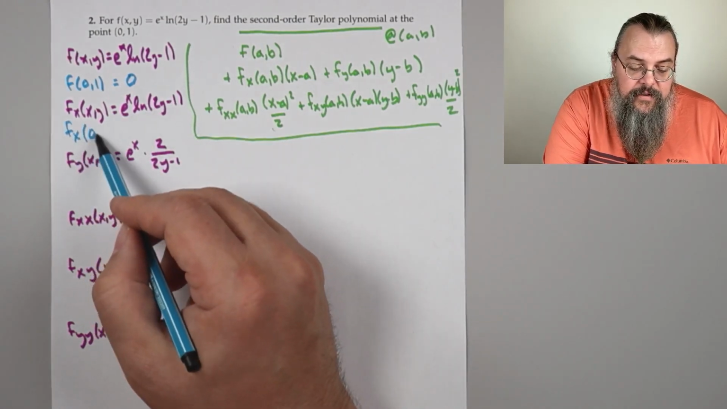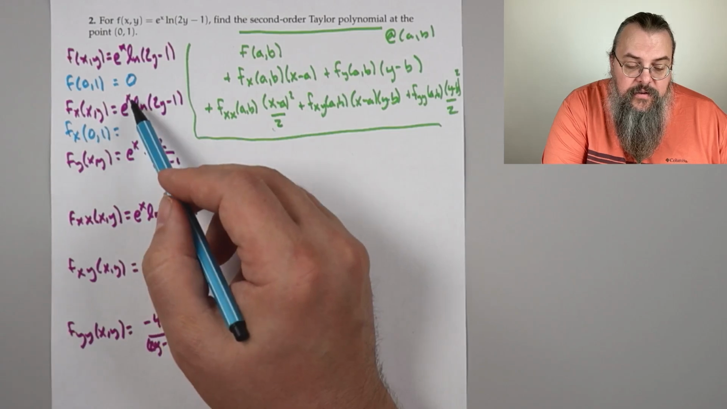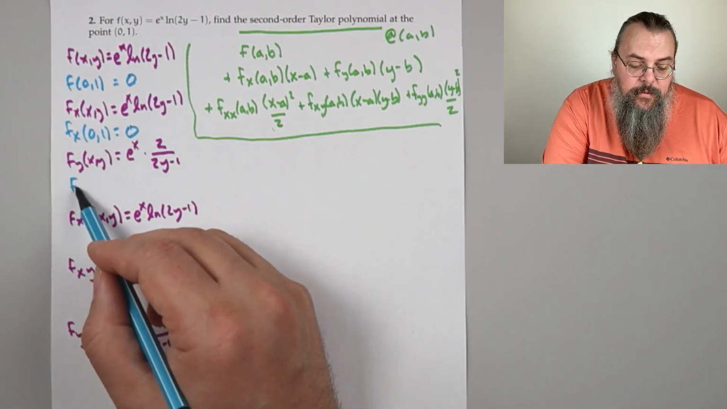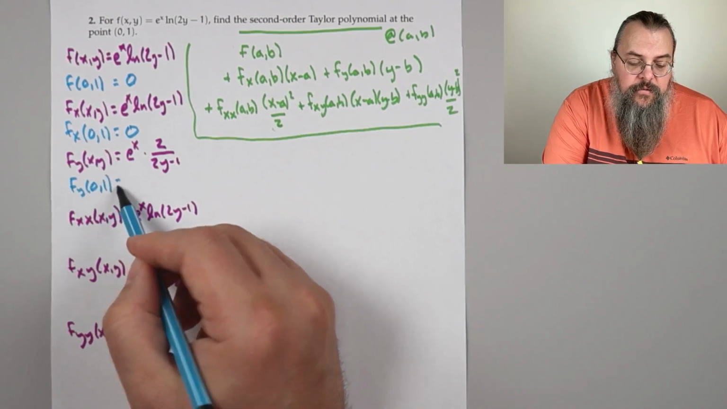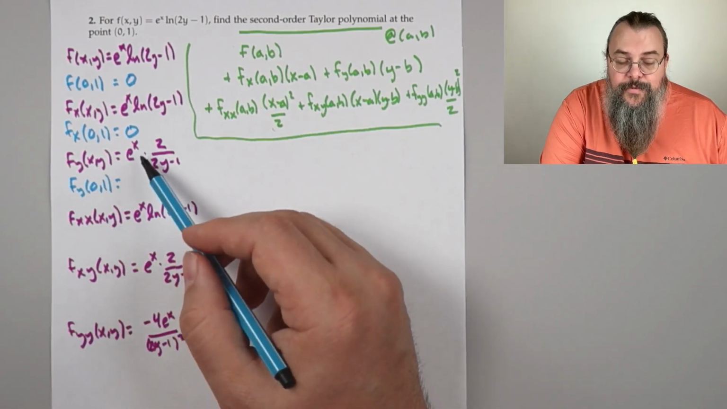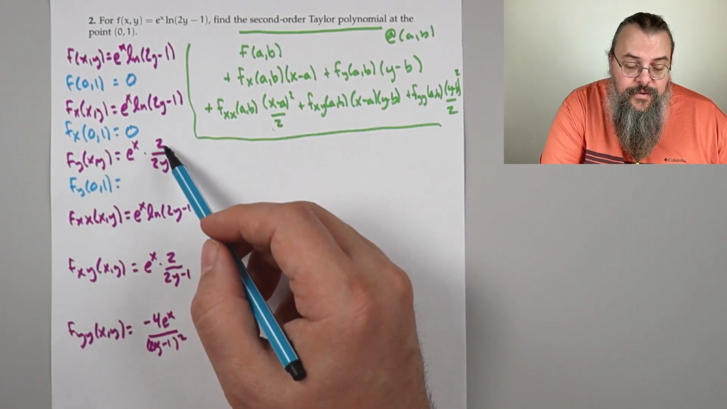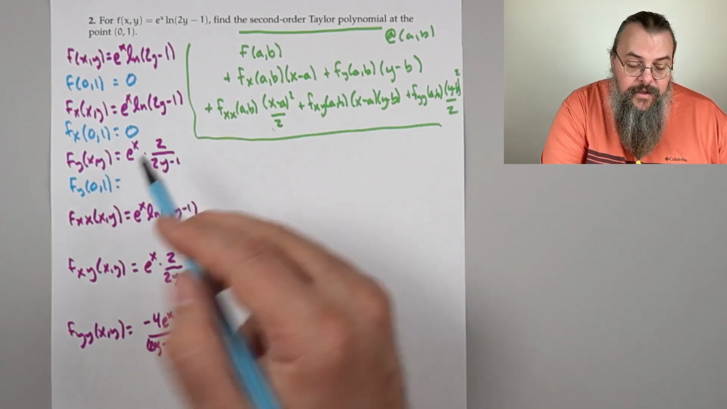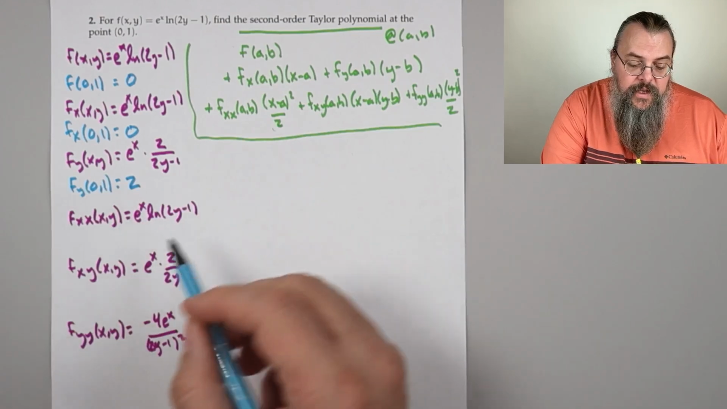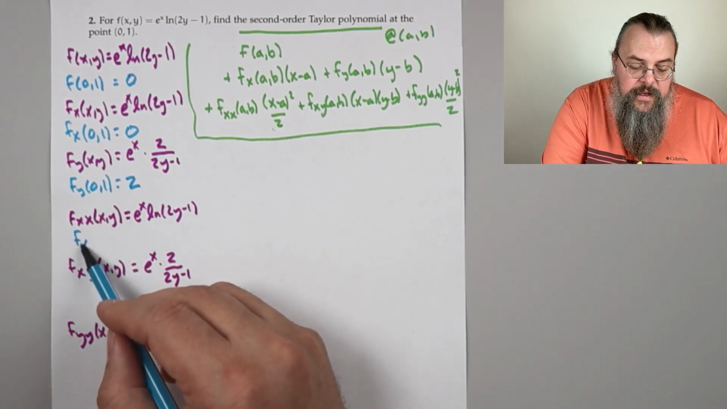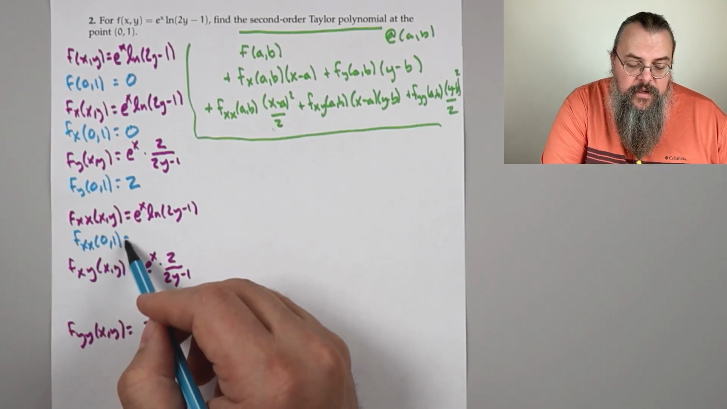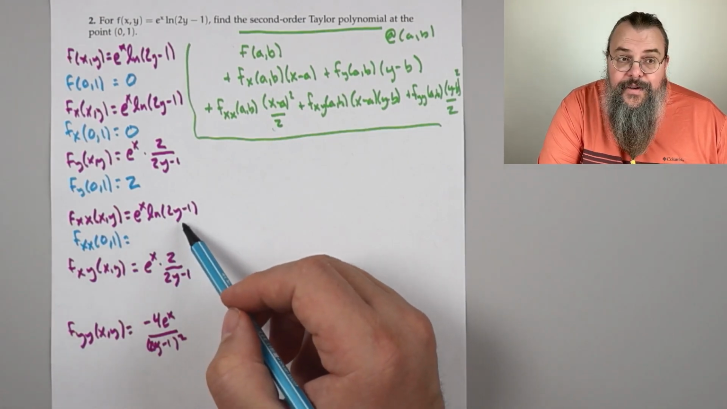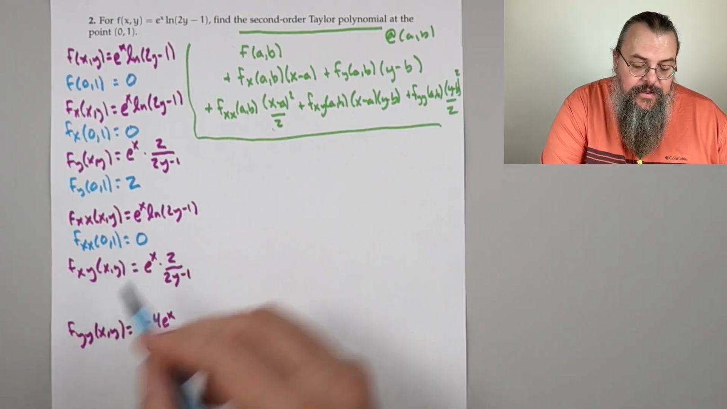So here, f sub x at (0, 1): e to the 0 times log of 1, that's 0. How about f sub y at (0, 1)? Well, we'll get e to the 0, which is 1, times 2, that's 2. And then 2 times 1 minus 1 is 1. So we get a 2. All right, how about f sub xx at (0, 1)? e to the 0 is 1, log of 1 is 0. So we get 0. Great.